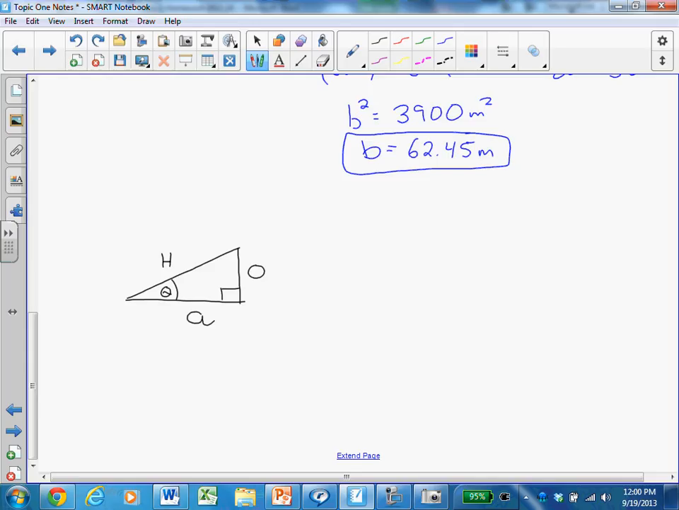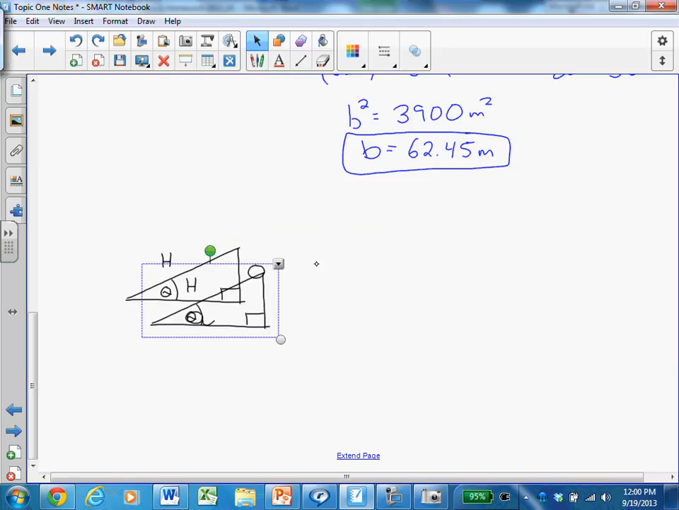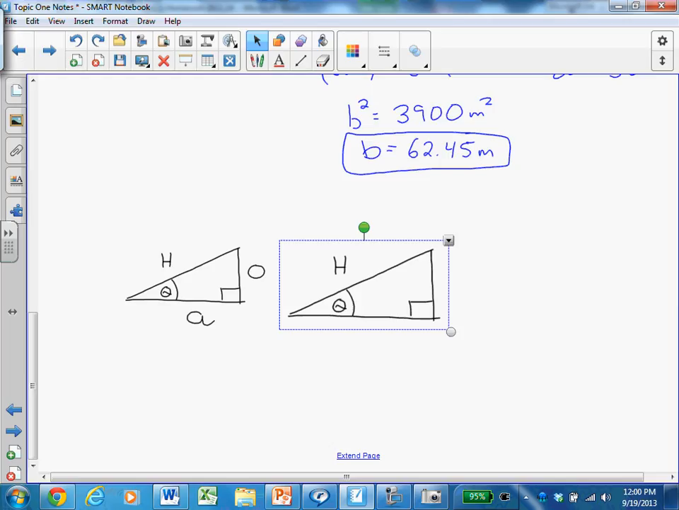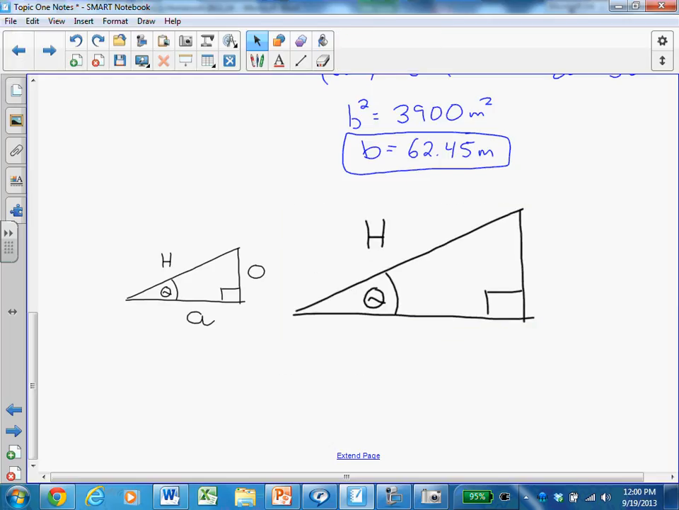Now, you can have this triangle, see? Here. I could take this, if I could select it, and clone it. And I could make it bigger. Okay? Do I have the same O that I had from before? No, it's bigger, isn't it? Do I have the same A? No. Do I have the same H? No.